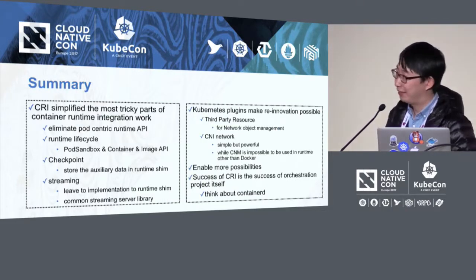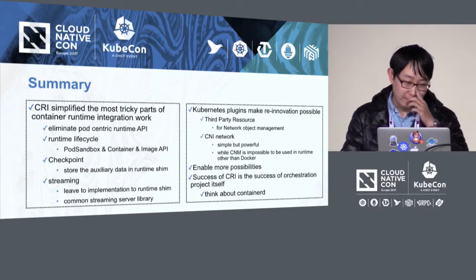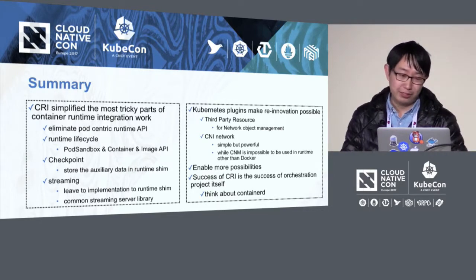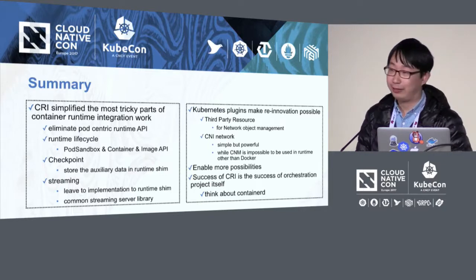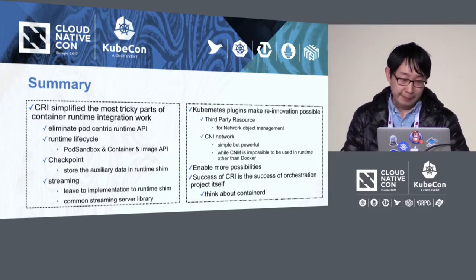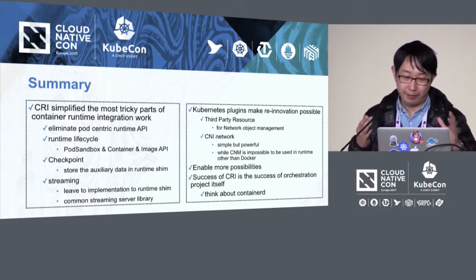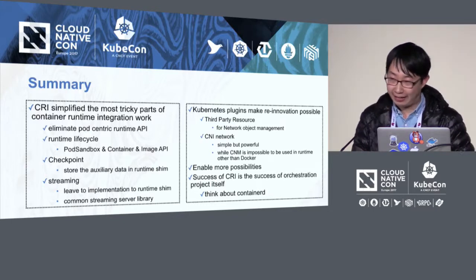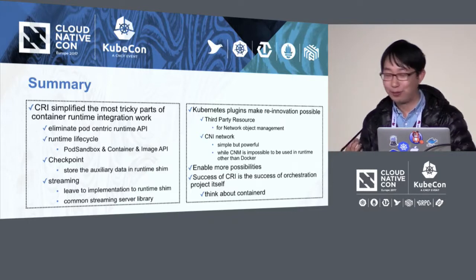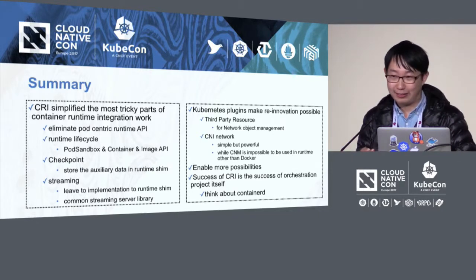Well, let's reach the summary part. Today, what I'm talking about is the Container Runtime Interface. It simplified the most tricky part of container runtime integration work. For example, it eliminates the pod-centric runtime API in Kubernetes. It also defined a very clean runtime lifecycle, including the pod sandbox, the container, and the image API. It's very good. It also provides us with some interesting tools, for example, the checkpoint, for us to store some auxiliary data on the runtime machine side.